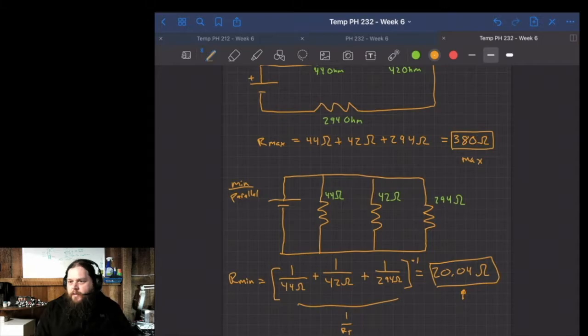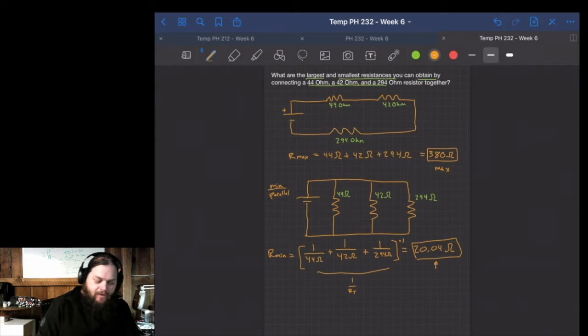This one, if you notice, is smaller than any of them individually. It's smaller than the 44. It's smaller than the 42. In fact, if you were to take two resistors that have the same value and put them in parallel, the total resistance would be half of it. Because if I had 1 over R plus 1 over R, that would equal 2 over R. When I take the reciprocal of that, it's R over 2, so we're halving the resistance by doing that. So anytime those resistors are the same value, you're going to get half as much resistance by putting them in parallel. You would get twice as much resistance putting them in series.